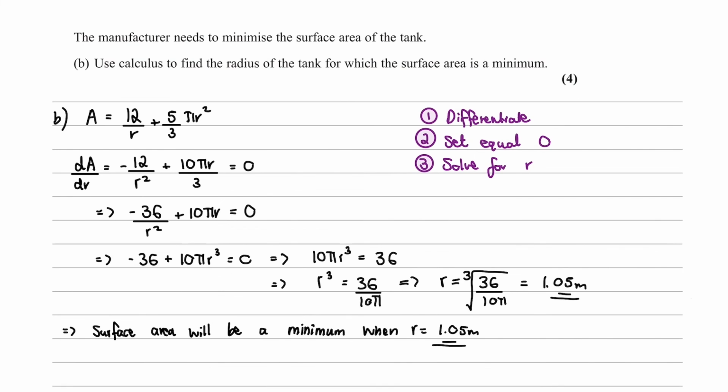So there were 4 marks on offer in this question. We received 2 marks for differentiating and setting it equal to 0. We then receive 1 mark for getting the correct r cubed expression here, and we receive our fourth and final mark for concluding with the correct answer of 1.05 meters.